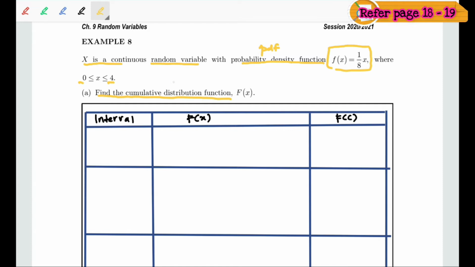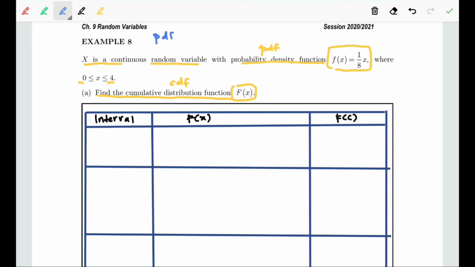So the question asks to find the CDF, which we can write in another notation, using the capital letter F. So you have to remember that in order to find the CDF from the PDF, if you are given the PDF and you want to find the CDF, what you need to do is integrate. You have to integrate every single function that you are given from the PDF in order to convert it to the CDF.